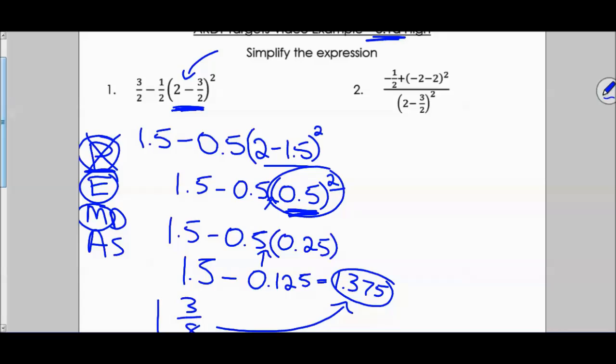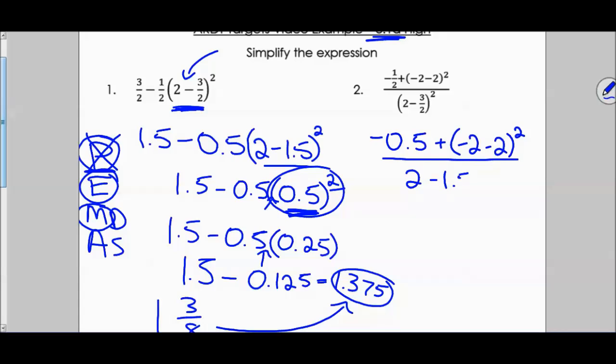On this next one, I'm going to take the exact same first step. I'm going to change all of these to decimals. I'd rather work with decimals. It's probably just easier. So we have a negative 0.5 plus negative 2 minus 2 squared. We also have that fraction on the bottom.